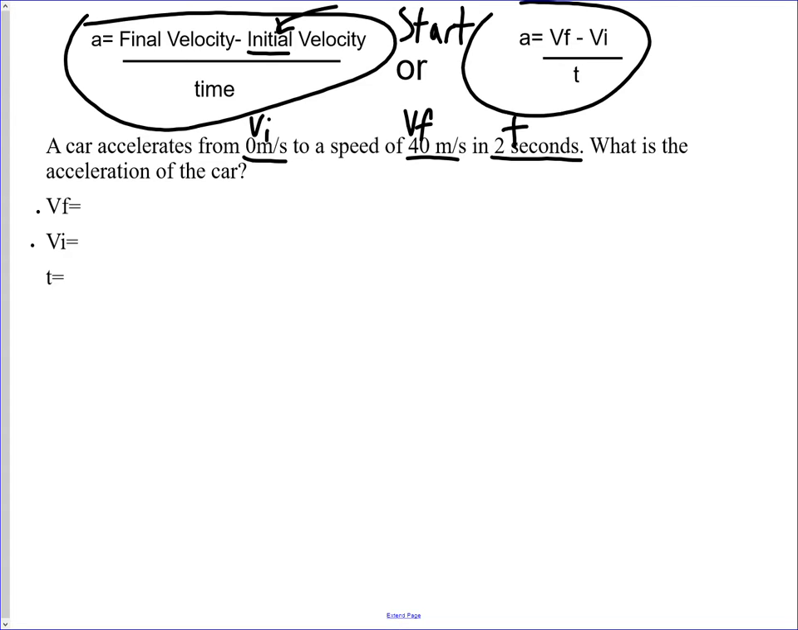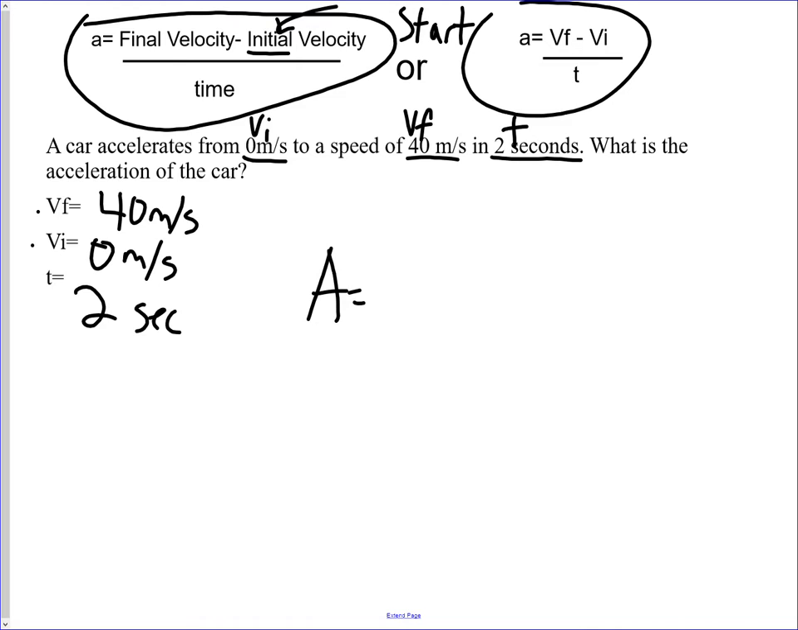I'm just going to fill that in over here. Our final velocity was 40 meters per second, our initial velocity was 0 meters per second, and our time was 2 seconds. Now I'm going to write our formula: A equals VF minus VI divided by T. So our final velocity minus initial velocity, divided by our time.